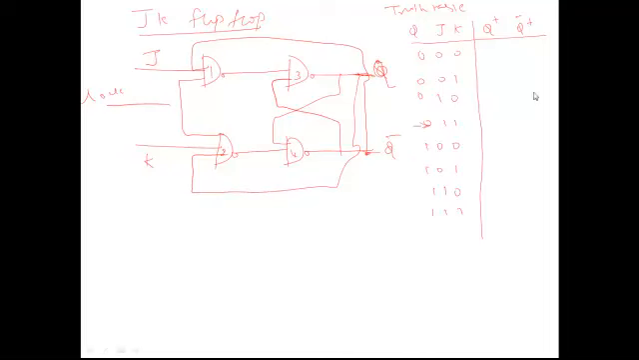Otherwise, I will do one thing. I will give the second combination. Say for example, J is 0, K is 1. I will teach you only this operation. J is 0, K is 1. We are sure about one input being 0, so we will directly write this output is 1.